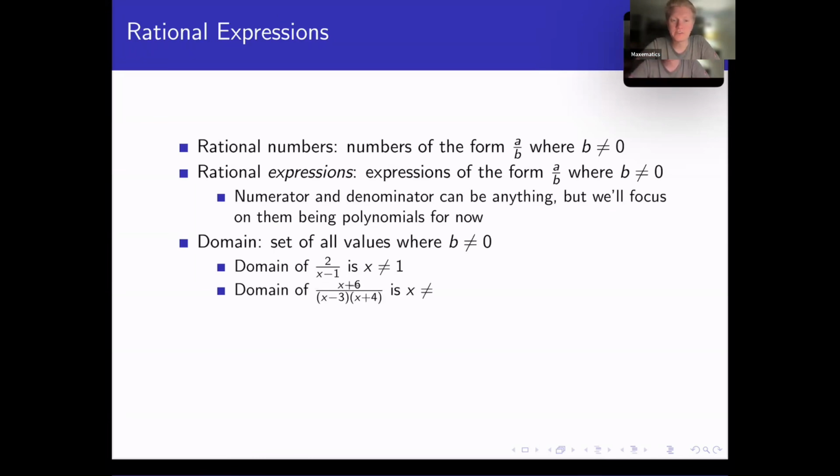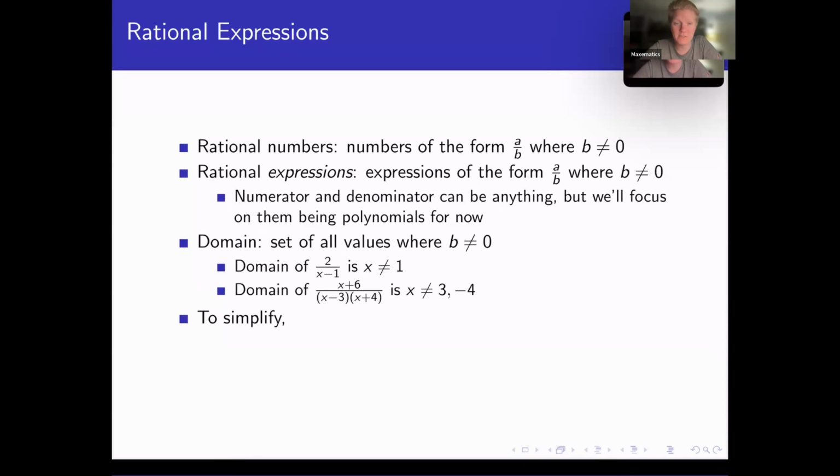Similarly, x plus 6 over x minus 3 times x plus 4, the set of all x values for which this expression is defined, would be everywhere except 3, right? If we plug in 3, 3 minus 3 is 0, 0 times anything is 0, and also when x does not equal negative 4. Negative 4 plus 4 is 0. 0 times anything would be 0. So they are defined everywhere except those two places. But again, we'll come back to that in chapter 2.